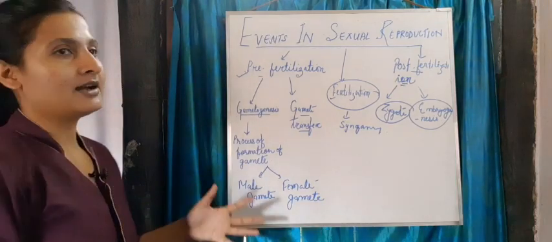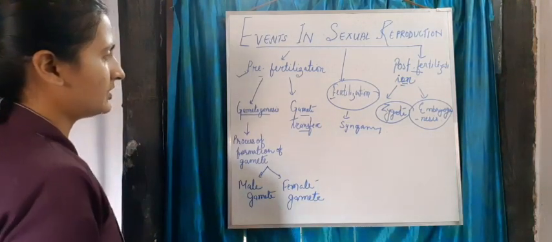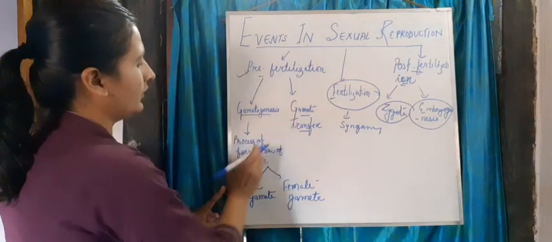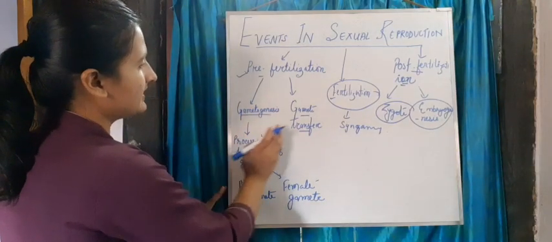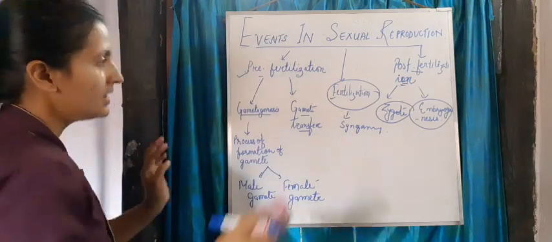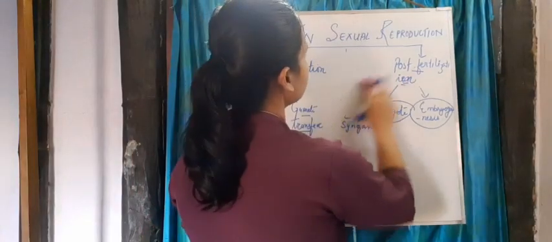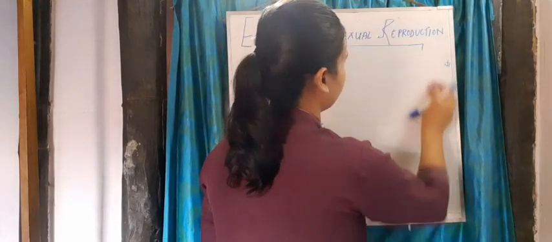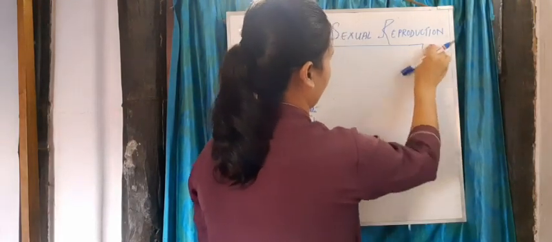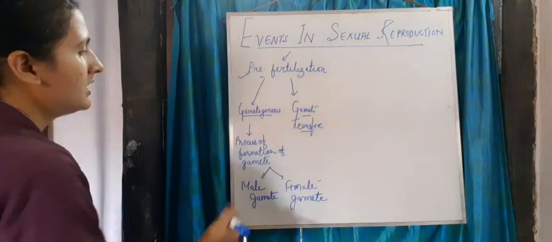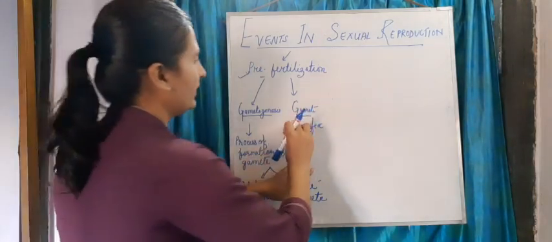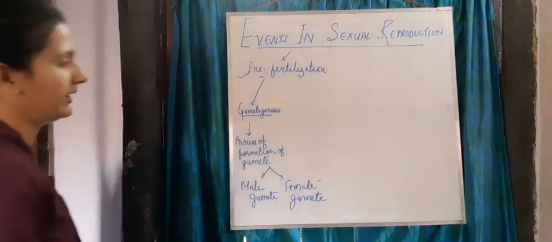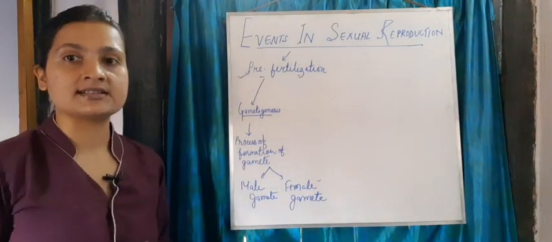So let us start with pre-fertilization. As you can see, there are two events, gametogenesis and gamete transfer. Let's start with gametogenesis. We will discuss gamete transfer later. Now, what is gametogenesis?